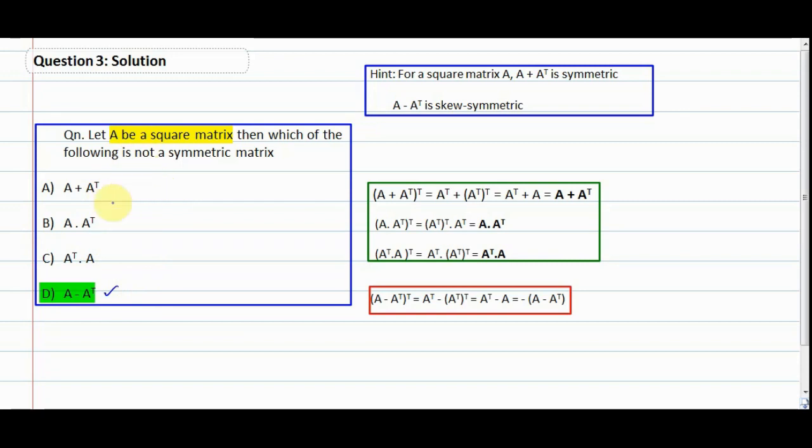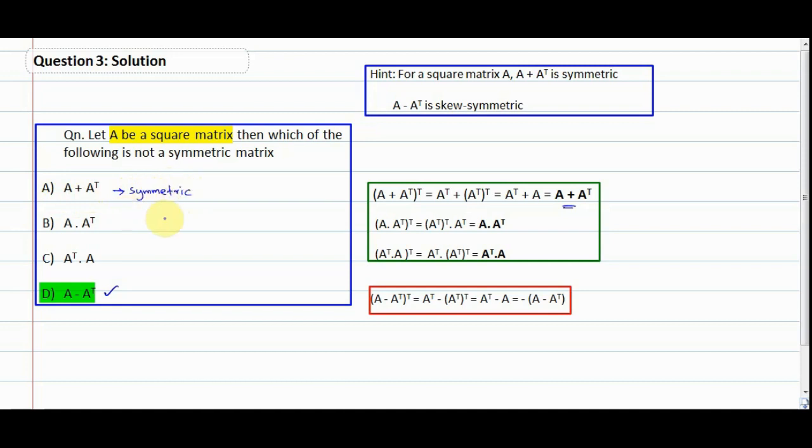Now if you don't know that, what you can do is you may find out transpose of all these 4 configurations. So (A plus A transpose) the whole transpose will be nothing but A transpose plus (A transpose) the whole transpose, that will be equal to A transpose plus A, because (A transpose) the whole transpose is A itself. So A transpose plus A can be rewritten as A plus A transpose. So we are getting the same expression what is given here. So when we take transpose of this expression, we are getting this expression itself. So that means this one is a symmetric one. So this is a symmetric configuration.